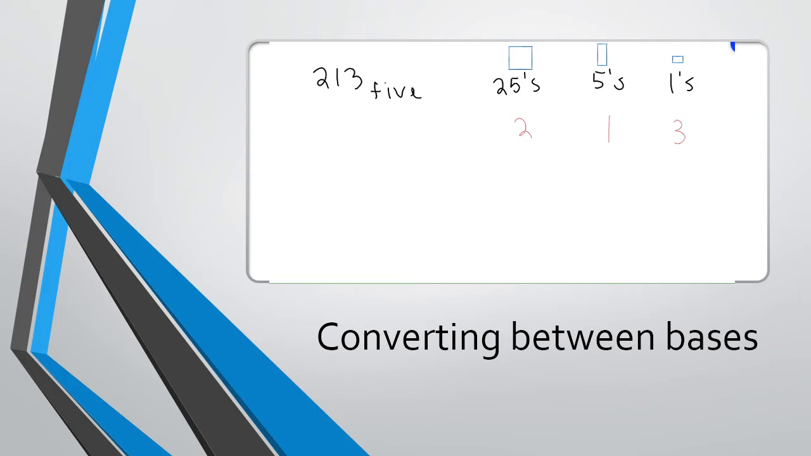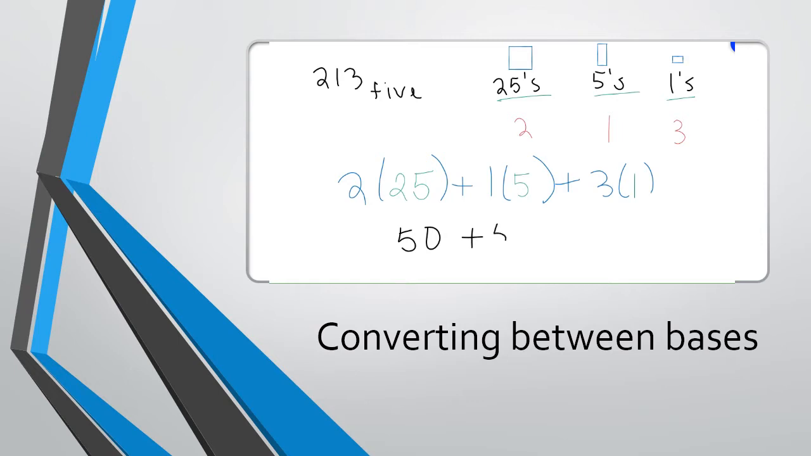Okay, so if we write this in expanded notation, then it's 2 of the 25s plus 1 of the 5s and 3 of the units. Let me color code that a little more. Since there's 2 1s here, I want to make it really clear where those come from. 25, 5, and 1. Okay? So then we get 50 plus 5 plus 3. So it's just 53 base 10.